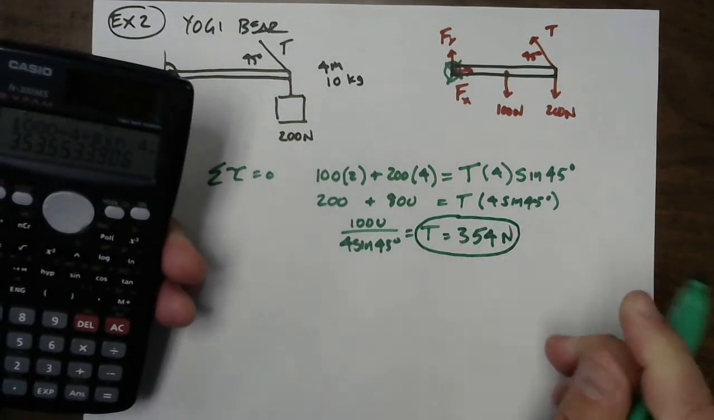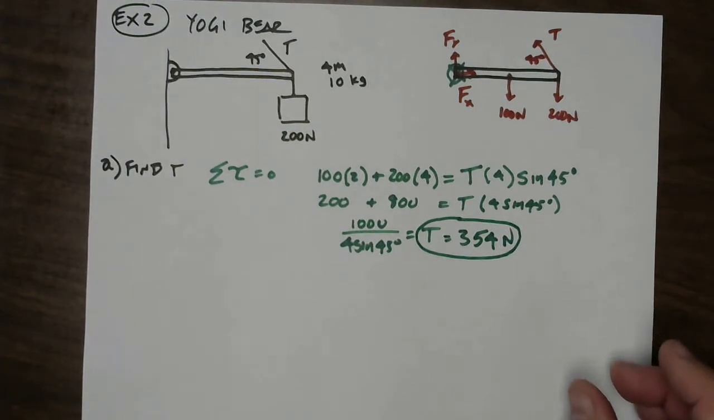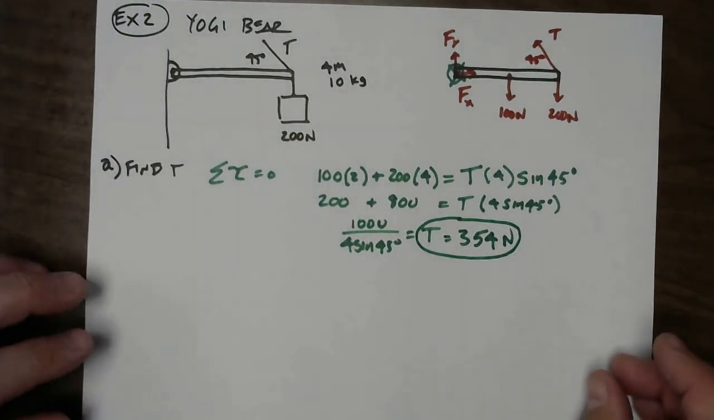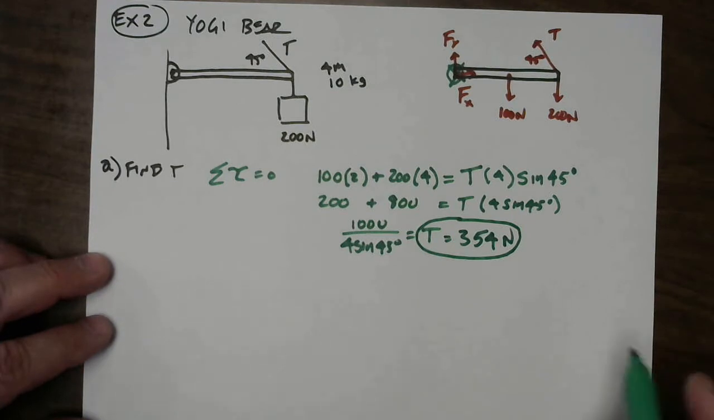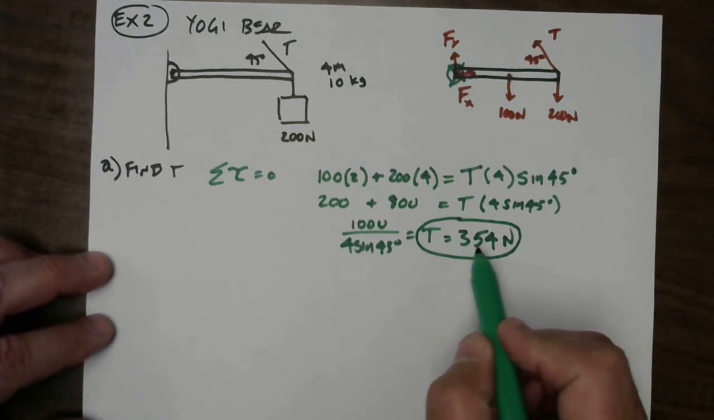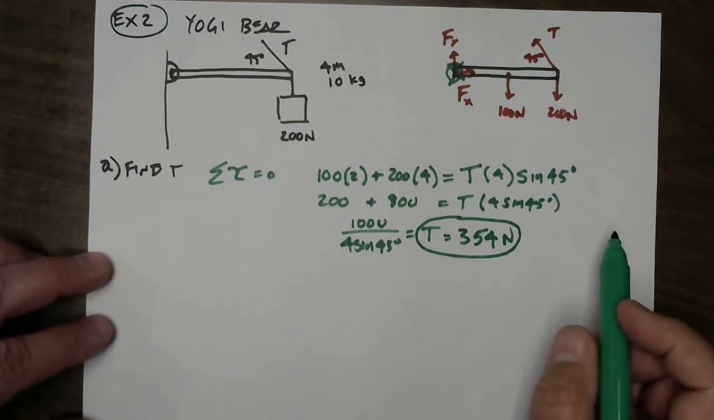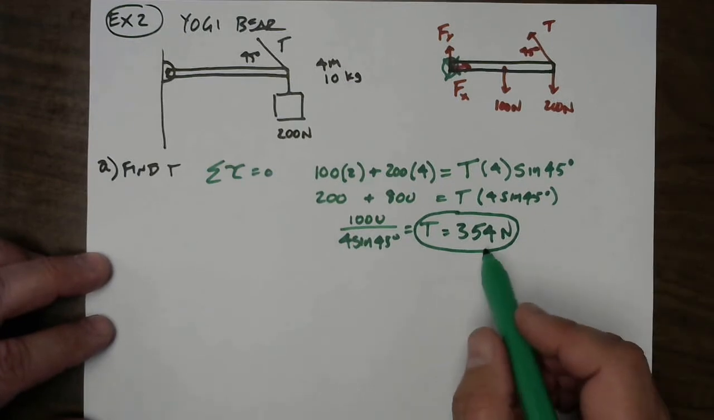I obviously don't want to go out and buy a 354 newton cable because if anything happens, dust, pigeons, anything, that is going to break. So I should buy something in the 600 to 700 newton breaking strength range just to make sure that my picnic basket is safe.